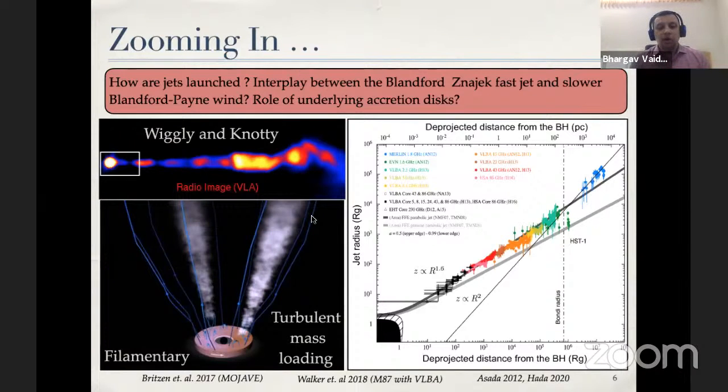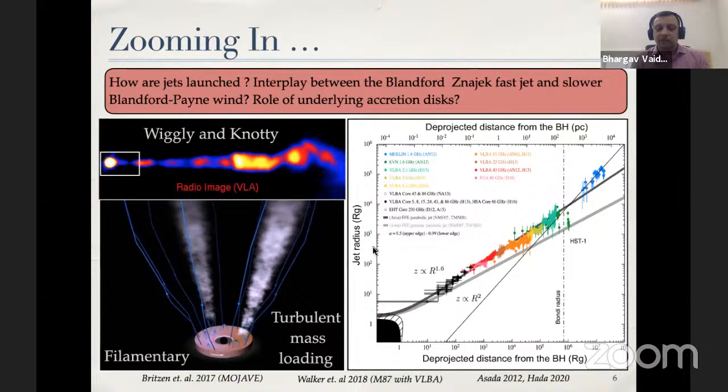Now on the top, you see the radio image from the VLA, where you see this knotty structure. So the question is, what properties of the disk and the disk-jet connection give rise to such knotty features at larger scale? There is also an interesting recent work by Brisson et al. using the MOJAVE dataset, where they say that this M87 jet has much more filamentary jet-like features that come out with this hollow. And to understand why such kinds of jets can come out of turbulent mass loading, you have to really understand from the perspective of numerical simulations.